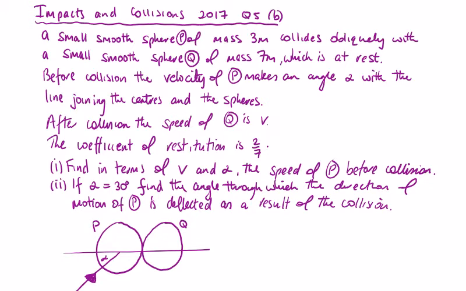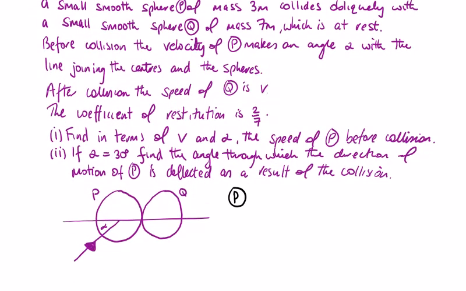Find in terms of v and alpha the speed of P before the collision, and if alpha is 30 degrees, find the angle to which the direction of motion of P is deflected as a result of the collision. Okay, let's have a look at what's going on with P.